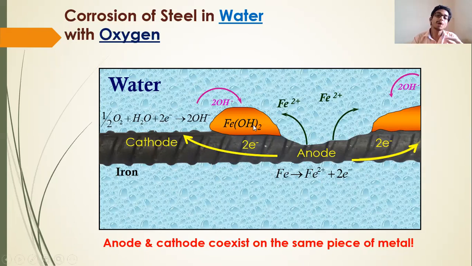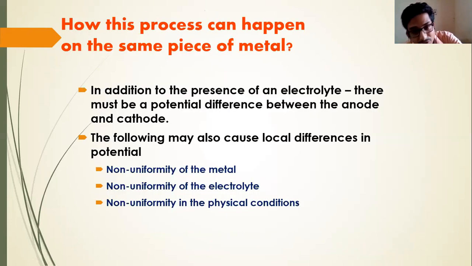Now here you can say that in any electrolytic cell, we need a separate anode and a separate cathode. But how does it happen in a single metal? This is a big question. It is actually possible, and as it is possible, the corrosion is happening. So anode and cathode can coexist on the same piece of metal. Why may it happen like this? How can this process happen on the same piece of metal?